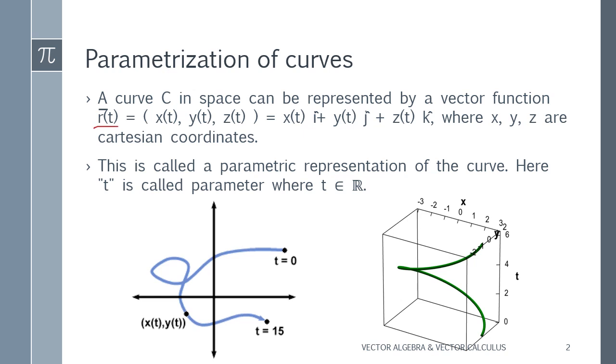And that is given in the xyz form. X of t means the function of x will be in the form of t, same for y and same for z. And this coordinate we can also represent like this: x of t into i plus y of t into j plus z of t into k, where x, y, z are the Cartesian coordinates. Here I have drawn the figures, and this is called a parametric representation of the curve. And here t is called a parameter, where t belongs to R.